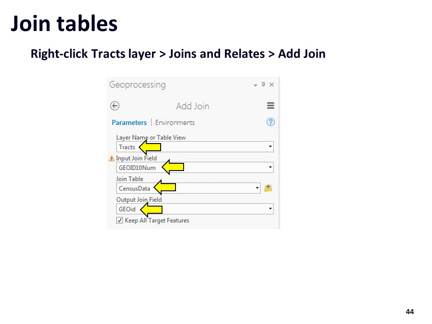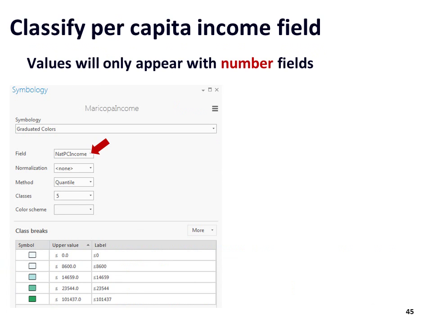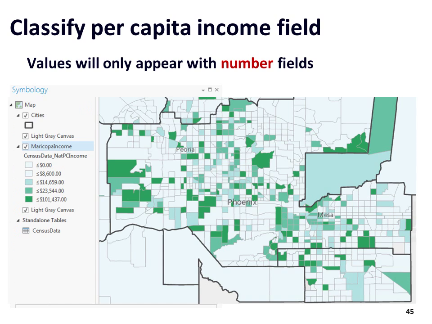And basically you can join tables: right click the tracts layer, Joins and Relates, and then click Add Join. You can classify the per capita income field. Values will only appear with the numeric fields, and then boom, all the data that you had from the census is now attached to the other data, and it shows up.